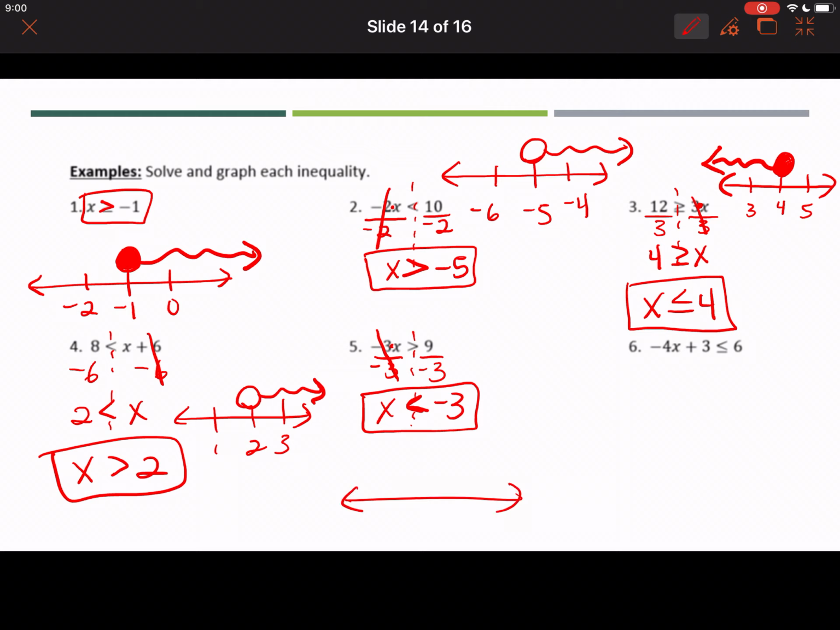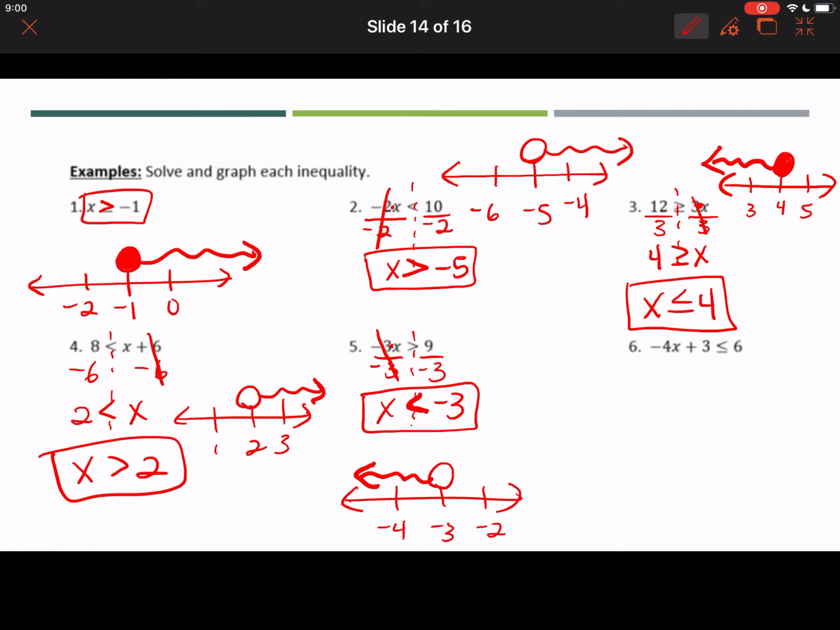Graphing. -3 goes in the middle. Fill in a point to the left and to the right. So -3 gets an open circle because this is just less than, not less than or equal to, and x is less than shades to the left.